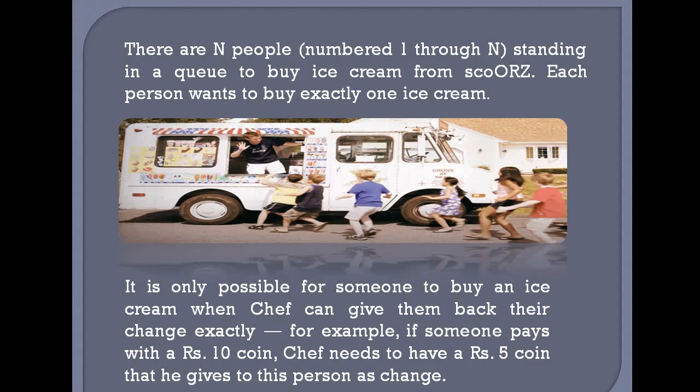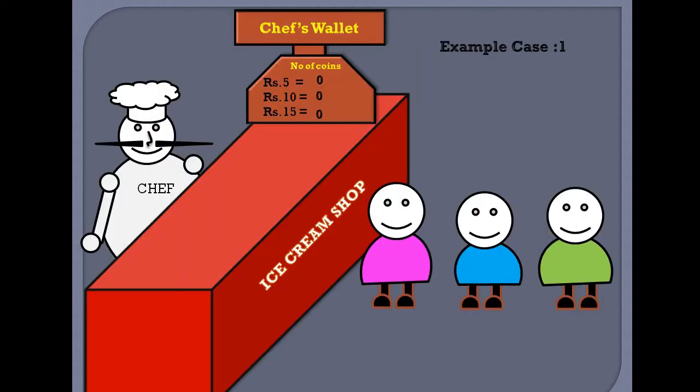It is only possible for someone to buy an ice cream when the chef can give them back their change exactly. For example, if someone pays with a rupees 10 coin, the chef needs to have a rupees 5 coin that he gives to the person as change. Let's understand the question by means of this example.